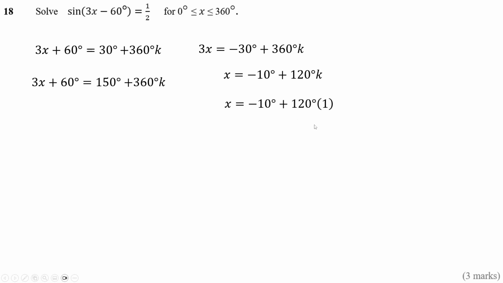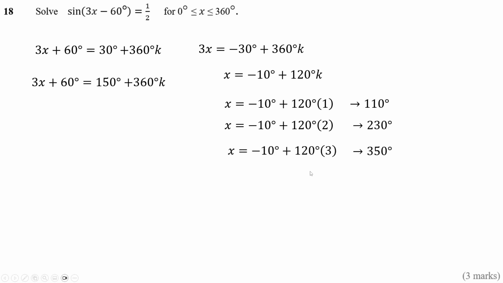K equals 1. Let's see where it is after it repeats once. That's 110 degrees. Repeats twice, it'll be 230 degrees. Repeats 3 times, it'll be at 350 degrees. If it repeats 4 times, well, 120 times 4 is 480, take away 10 is 470. 470 degrees is not in the range.